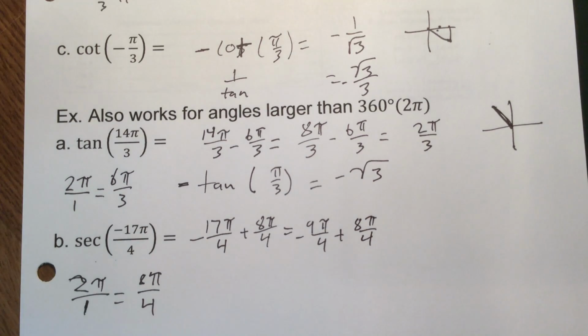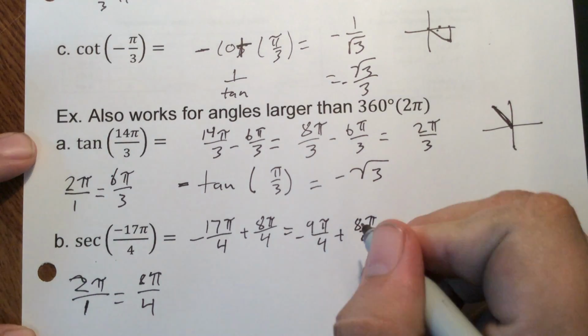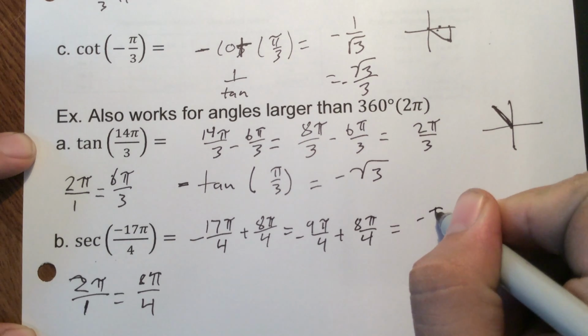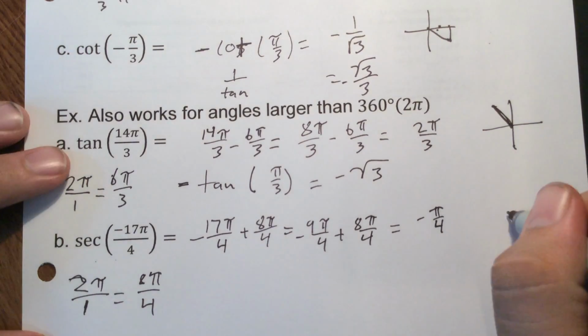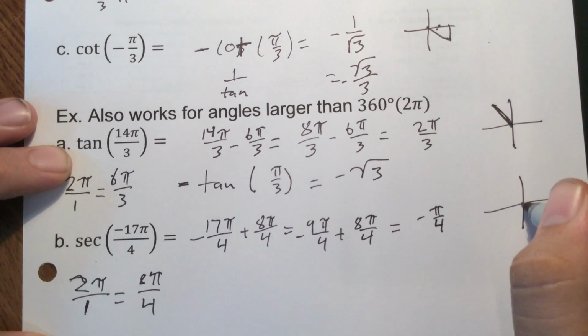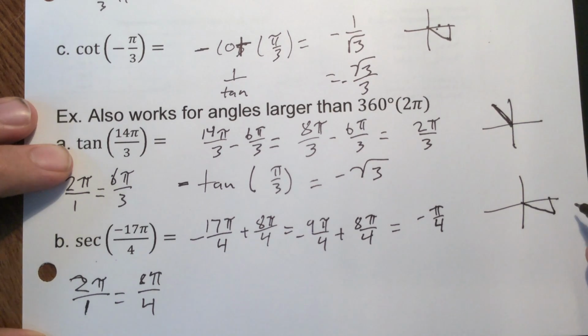This is something we could keep doing until we get down to it. Maybe it's 1 revolution, maybe it's 10 revolutions. Just keep doing it until you're within 1 revolution. So you end up with a negative pi over 4. So again, negative, we rotate down, so it'd be here. So if you think about it, we're down a pi over 4, so that means we're a pi over 4 short of our 360 or 2 pi.